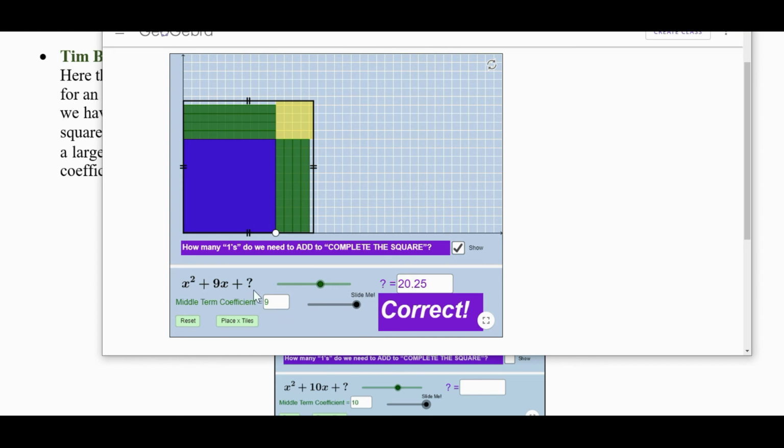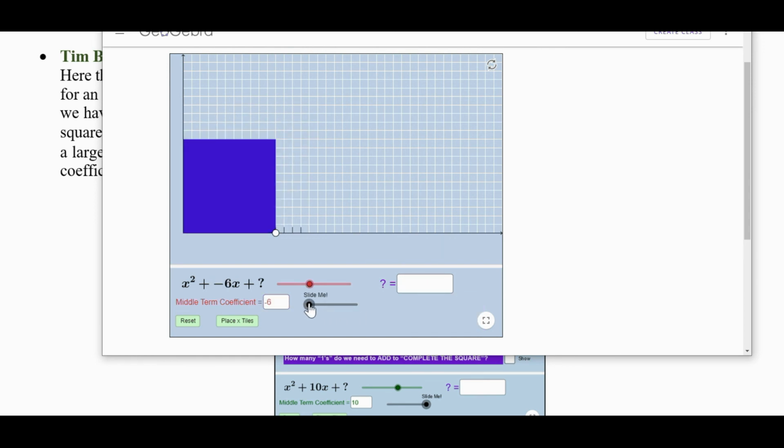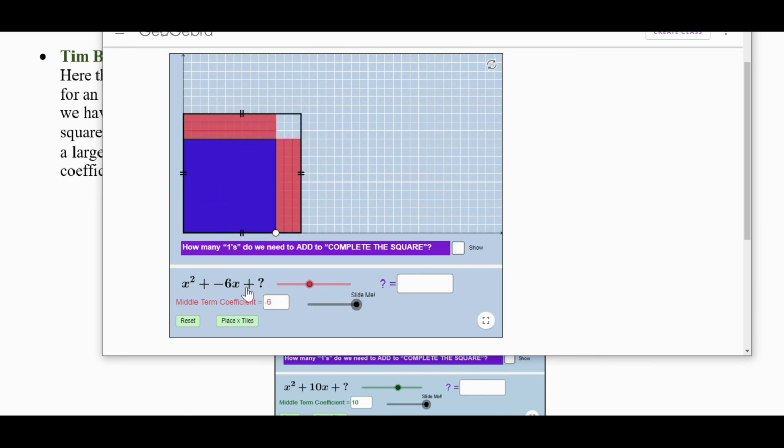Okay, a little easier to see when it's an even number, but it doesn't matter if it's not. If it's a negative, the way this one does it, let's go to -6, let's say. This particular illustration just illustrates those as red things. We're actually subtracting 6x's, but as far as the algebra of it right here, it's going to work out the same. There's actually 9 of them there.